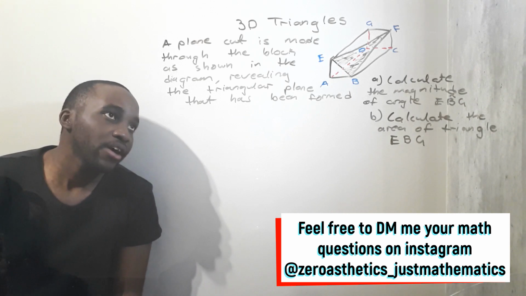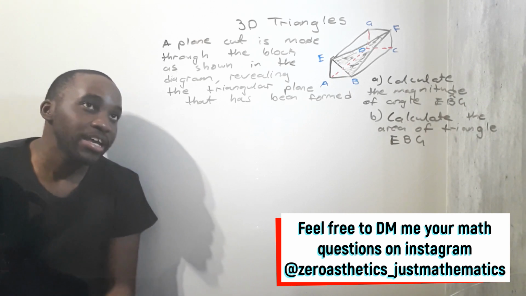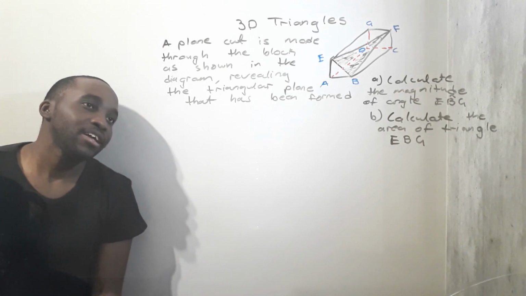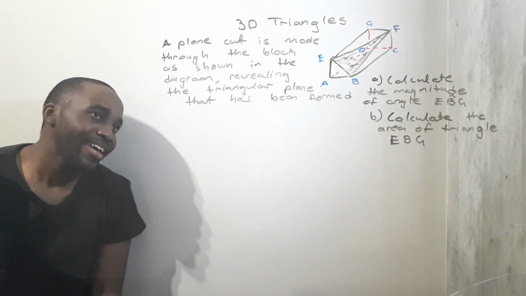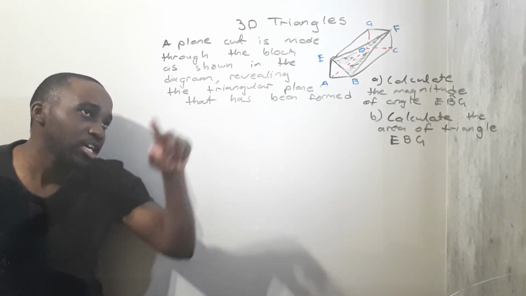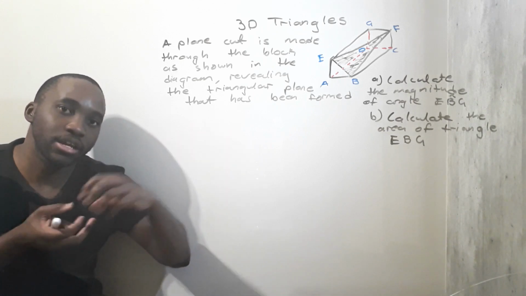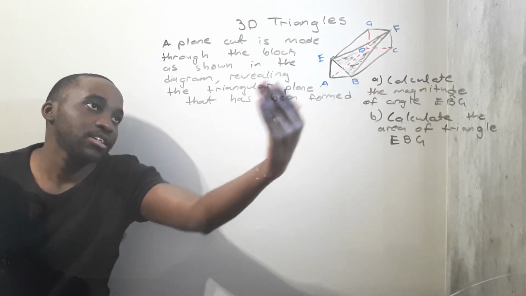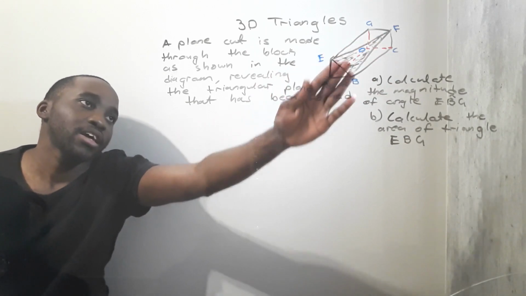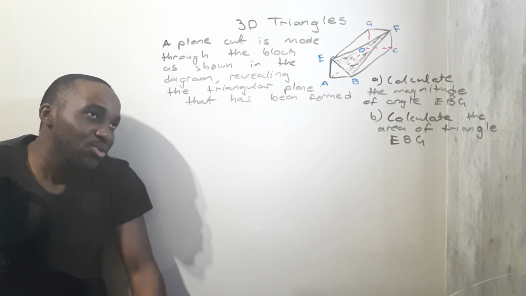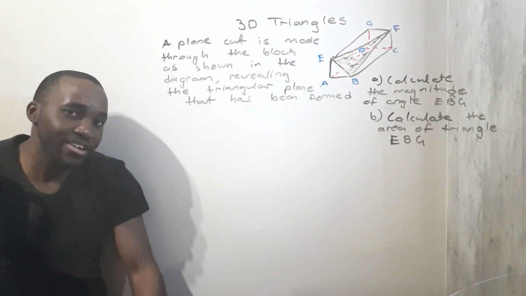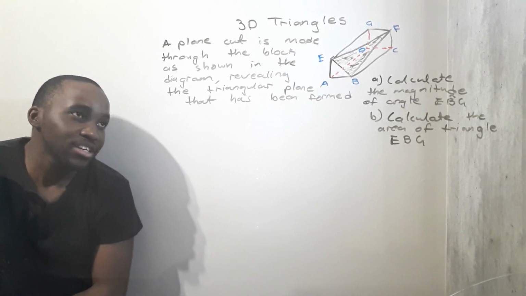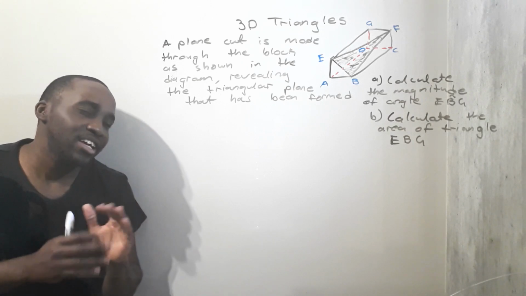With this 3D triangles question, they say that a plane cut is made through the block as shown in the diagram, revealing the triangular plane that has been formed. So we had a cuboid, like a 3D rectangle, and from the edge they cut it in that manner, which forms a triangle there. If you do EGD, engineering graphics and design, then looking at this sketch should not be too bad. If you don't, then you just want to use your imagination a bit.